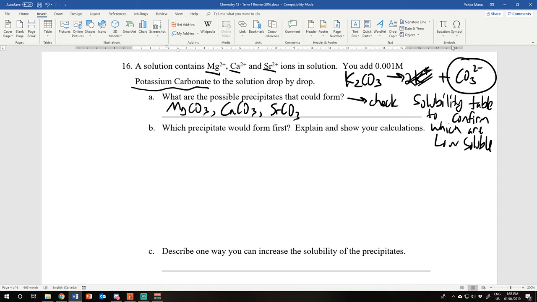Now B, which precipitate would form first, and I realized this actually gets a lot of students. Show your calculations. Okay, this is actually kind of misleading. Although admittedly, there was at least one person on either the test or the quiz who actually showed calculations that made sense to show which one precipitated first. But really all you have to do is compare KSPs. Compare KSP. Okay, then whichever is smallest. Whichever is smallest, and that's all you really have to do. Whichever is smallest forms first.